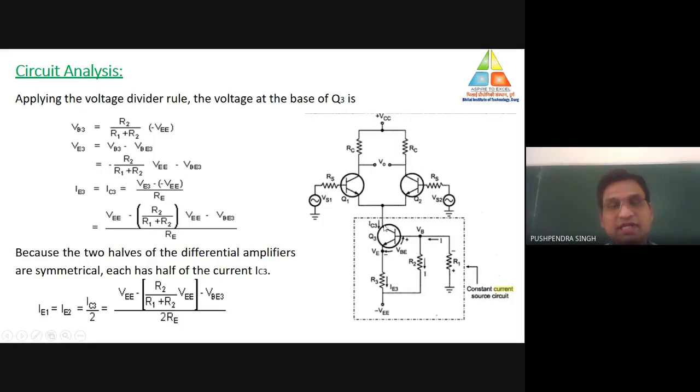IE3 is equal to what? IC3. Now what is IC3? IC3 is equal to IE1 plus IE2. So we may write from here, IE1 is IC3 divided by 2, and IE2 is IC3 divided by 2. Why? Because IC3 is the combination of IE1 and IE2. So the complete value of IE1 is the value of IE3 divided by 2.